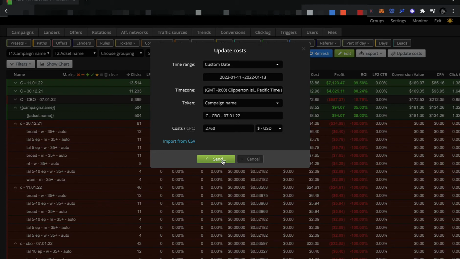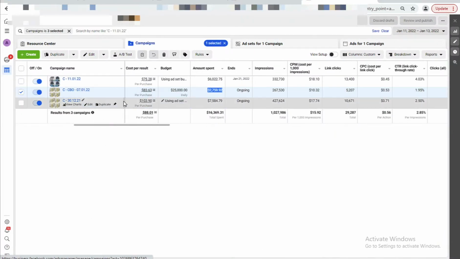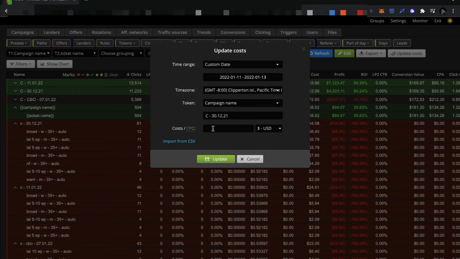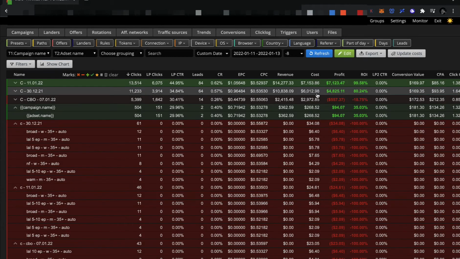2760. So we'll update that, and then we'll finally go back for the last campaign, which is the 30th, and that spent 7585. So let's go in. 7585, which is in profit, but it's going to be a little bit reduced than what we've got it at the minute, because it says 6,012. We've got another $1,500 to spend, which is going to cut into this ROI. So we'll give it a second to update, and then we'll refresh.